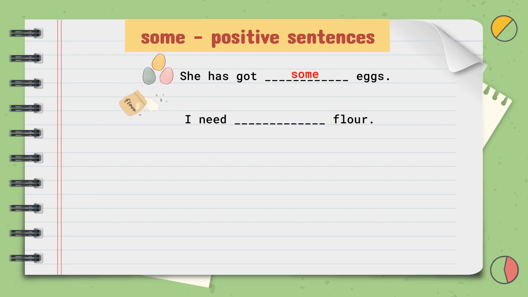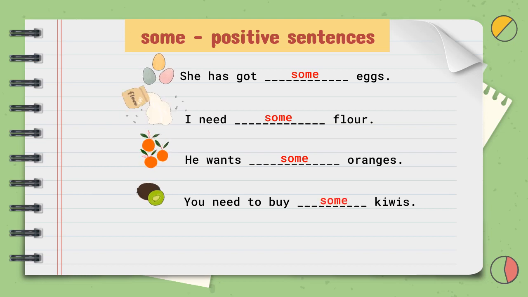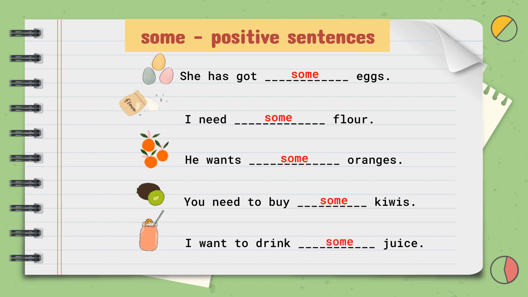Next, I need blank flour. I need some flour. He wants blank oranges. He wants some oranges. You need to buy some kiwis, alright? I want to drink some juice. Okay, very good. This one is easy. We don't have to use there is. We also don't have to use there are. Alright.